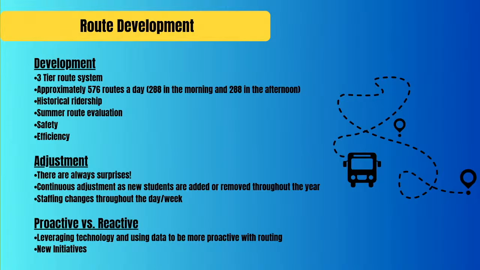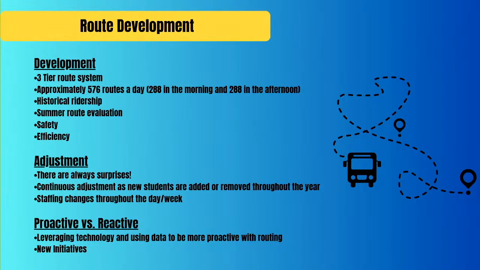We also look at historical ridership. Obviously, that's a good data source for us when we design the routes. We assume that if they rode last year, they're going to ride again next year. The variable, sometimes in high school, is they may get the driver's license and cycle out. But our elementary and middle school stays pretty static.